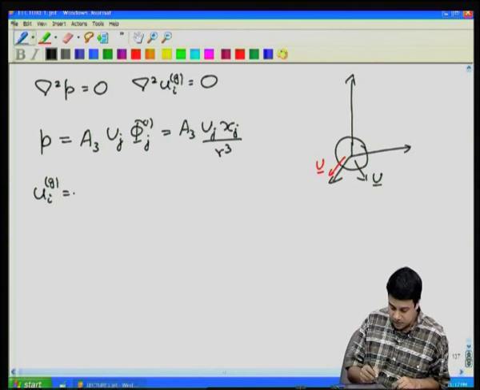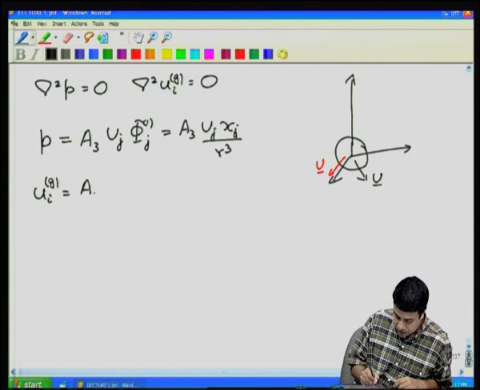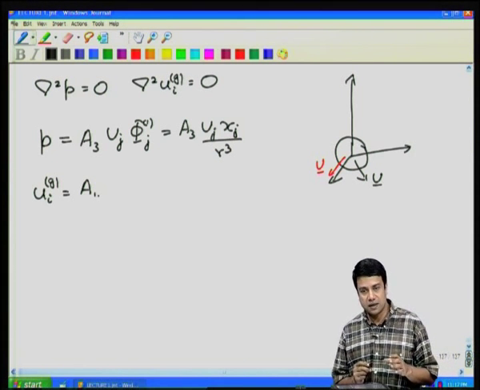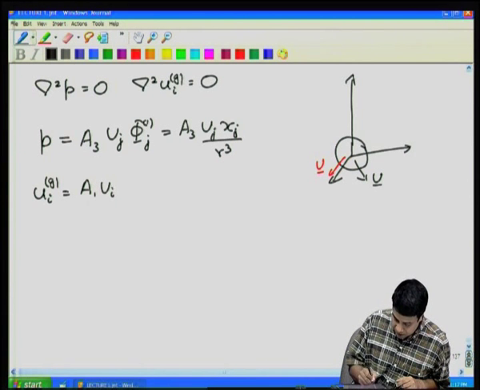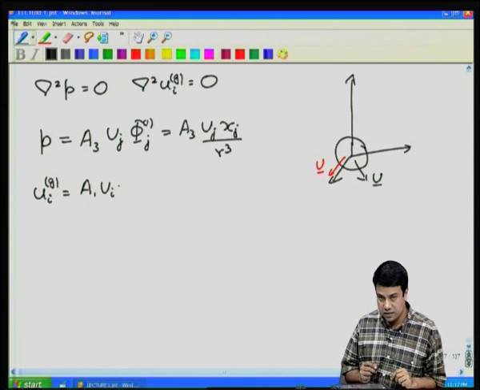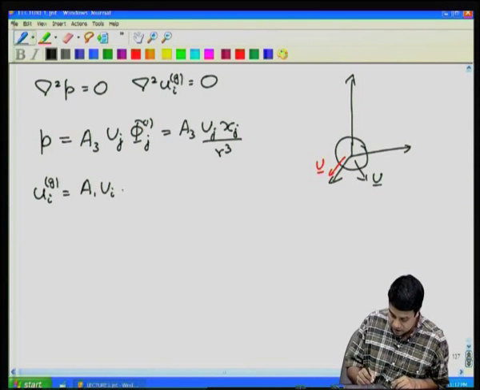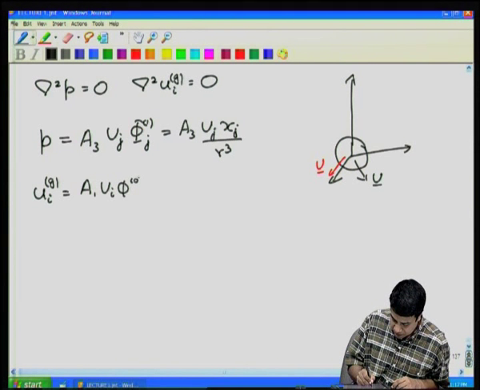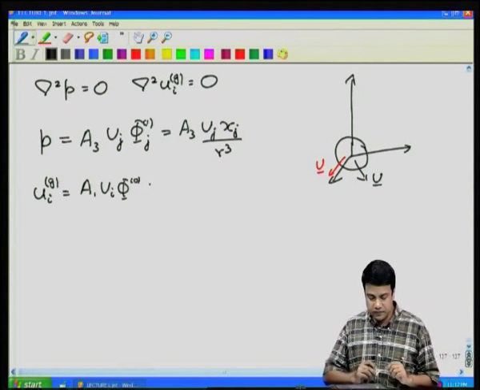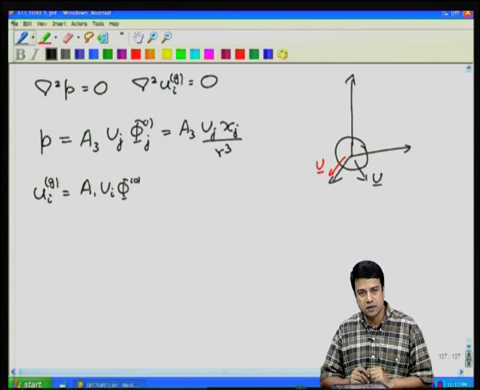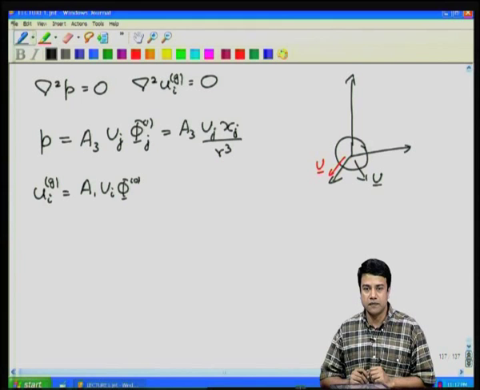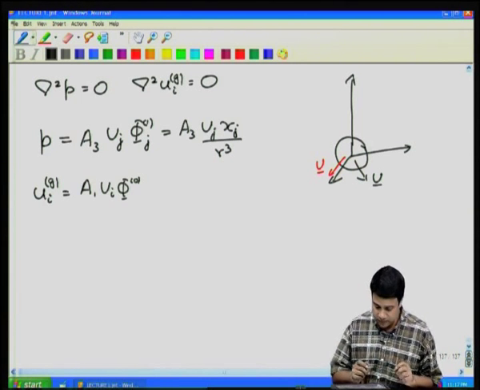Okay. It has to be linear in u. One way to get it is by taking u itself and multiplying it by the scalar spherical harmonic. The scalar spherical harmonic is phi naught. So, this gives me a vector. I multiply the vector u by a scalar to get a vector.